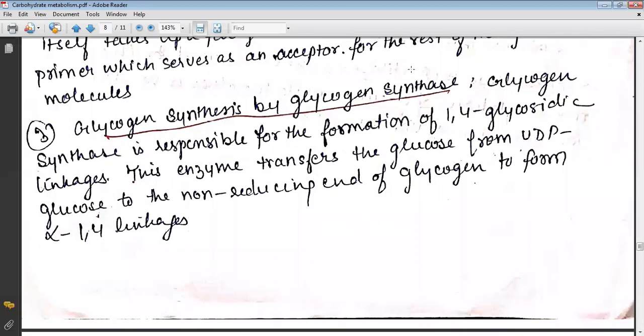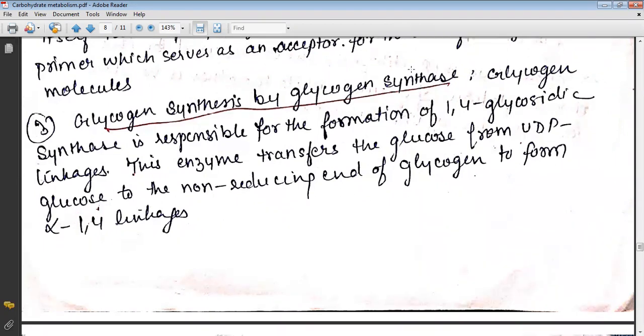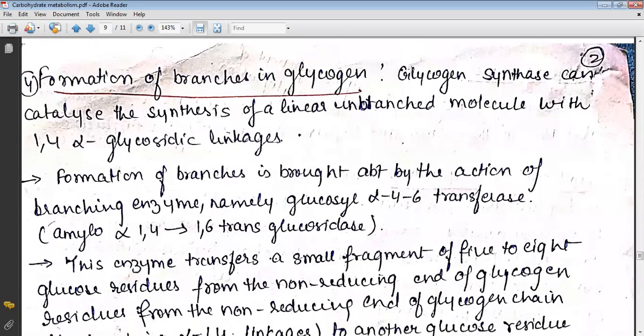The third step is glycogen synthesis by glycogen synthase. Glycogen synthase is responsible for the formation of 1,4-glycosidic linkages. This enzyme transfers glucose from UDP-glucose to the non-reducing end of the glycogen to form alpha 1,4 linkages. The fourth reaction is the formation of branches in glycogen.